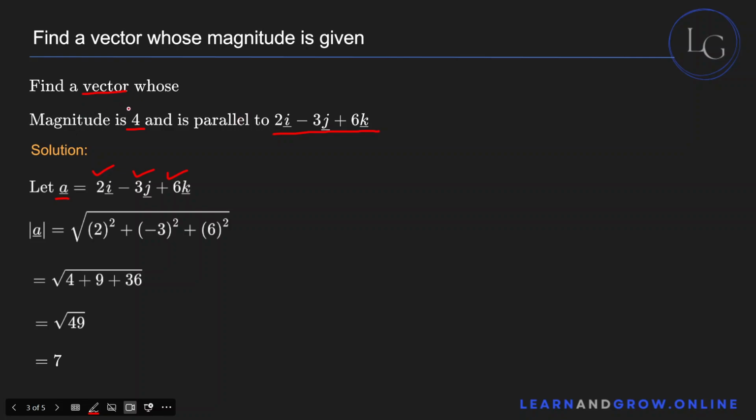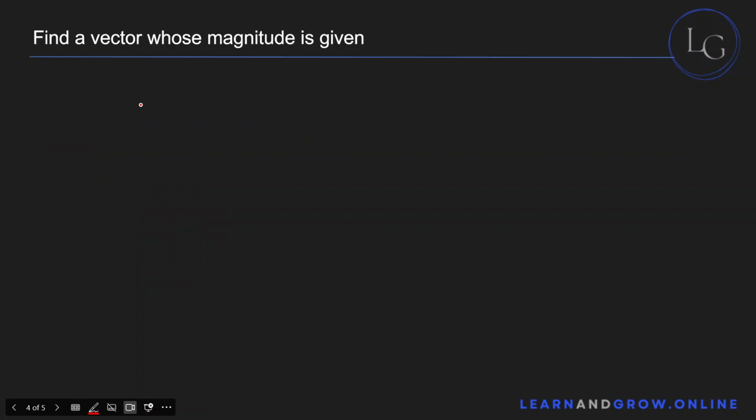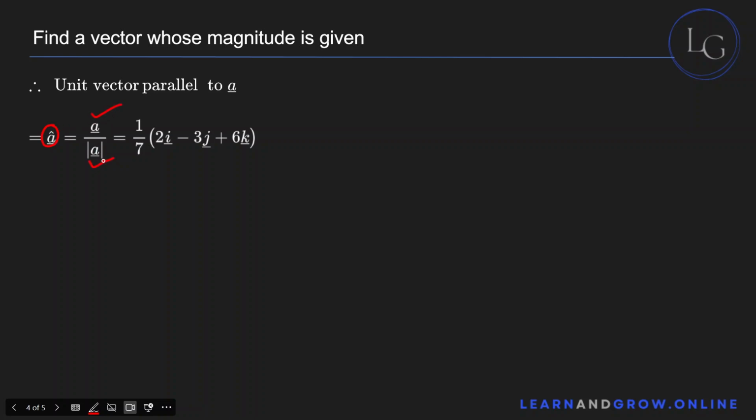And the magnitude of that vector is 4. That's already given to us. That simplifies this a bit. So the unit vector parallel to A is equal to the actual vector A divided by its magnitude. We know the magnitude is 7 and the actual vector is already given to us in the question.